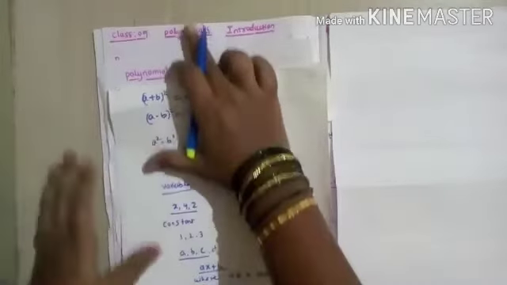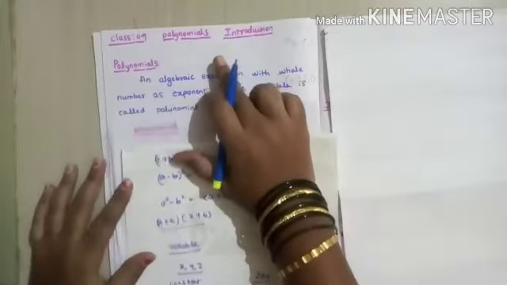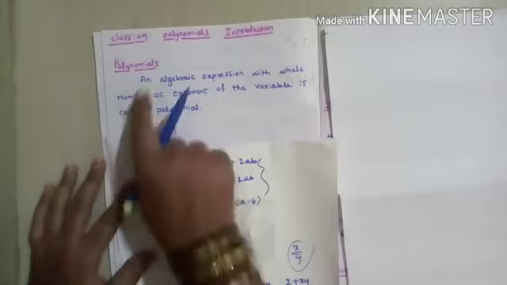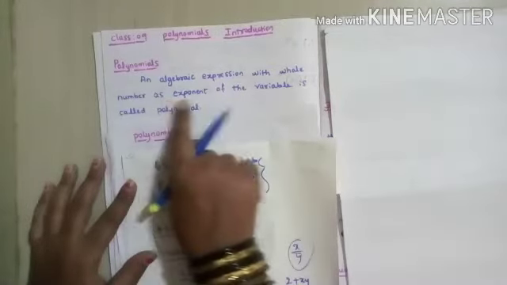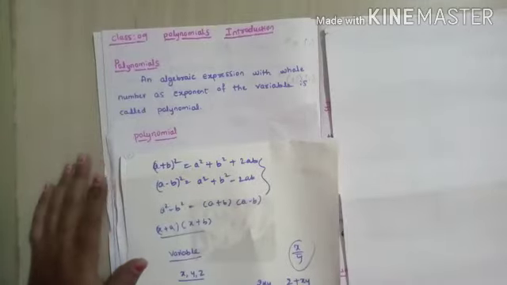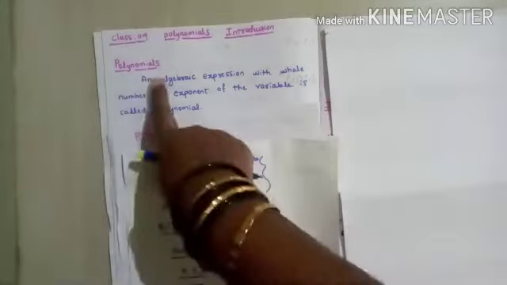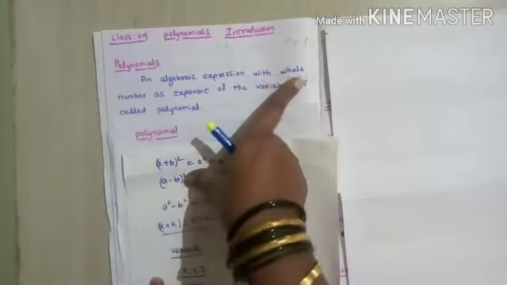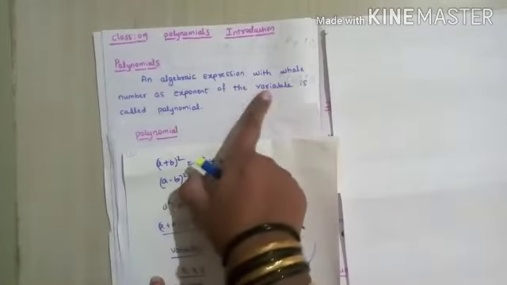I will just show you the definition. What is the definition of a polynomial? An algebraic expression with a whole number as an exponent of the variable is called a polynomial. What is the polynomial definition? An algebraic expression with a whole number as an exponent of the variable is called a polynomial.